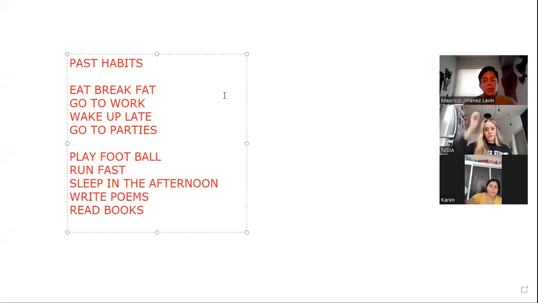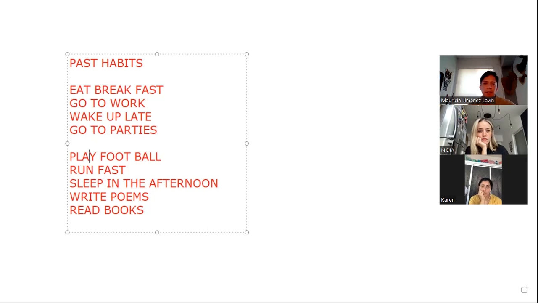Right. So today we're going to review all the past habits. We know that some habits we no longer do anymore. So that's why we are referring to them as past habits. Some of these examples that you gave me: eat breakfast, go to work, wake up late, go to parties, play football, run fast, sleep in the afternoon, write poems or read books.